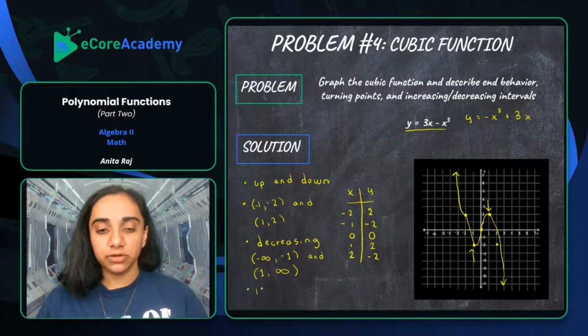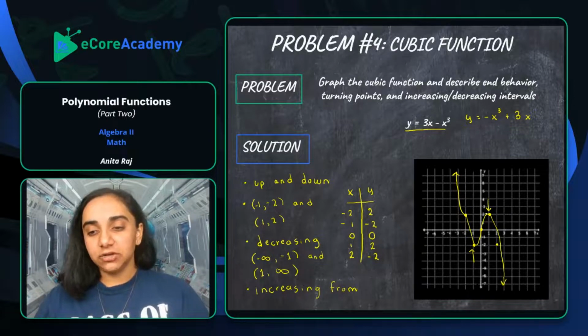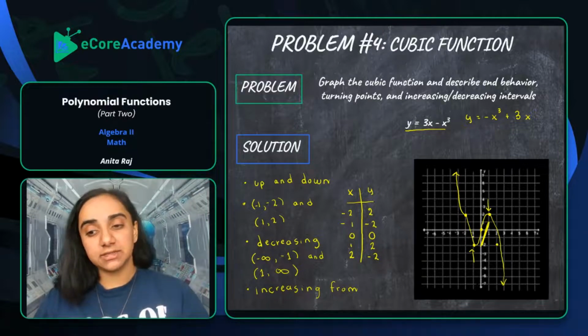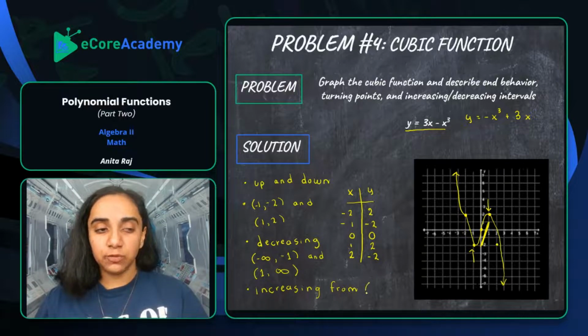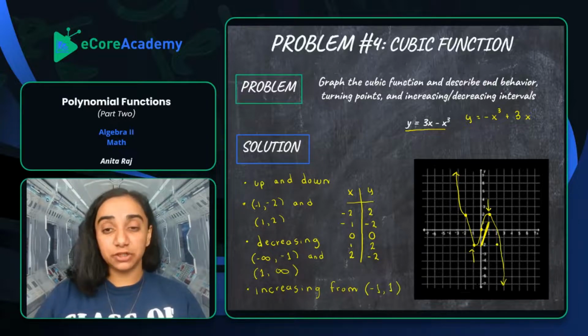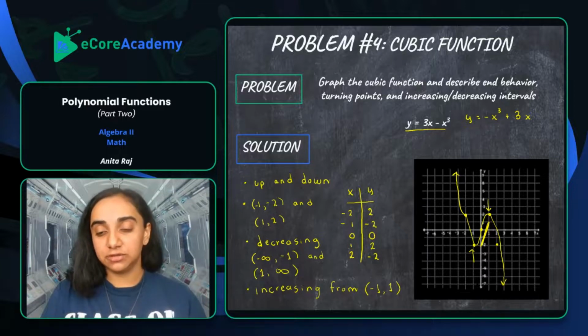There's only one part of this function that's going to be increasing, and let's see if you can get the interval while I'm writing increasing from. Okay, so hopefully you had a second to look at the graph. It's increasing right along this interval right here. So it starts to increase when x is equal to negative 1, and it stops increasing when x is equal to 1. So the interval would be negative 1 to 1. Across this small interval right here is when the function is increasing. And that's it. We pretty much addressed everything that was asked in this problem.